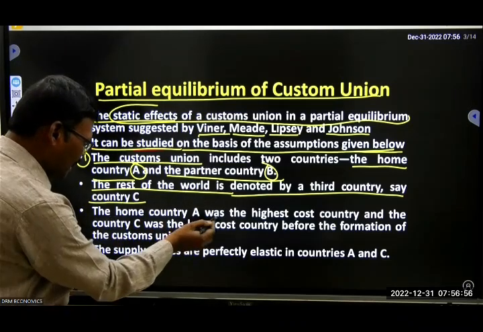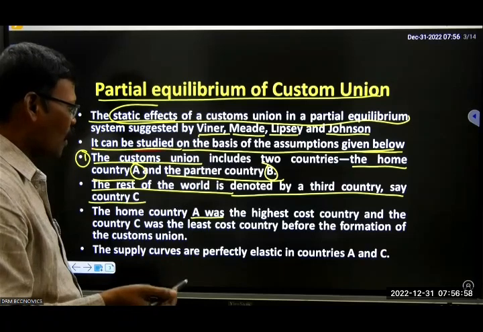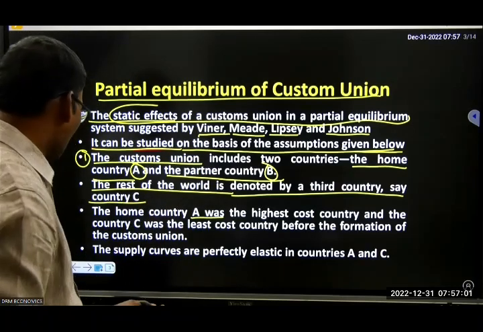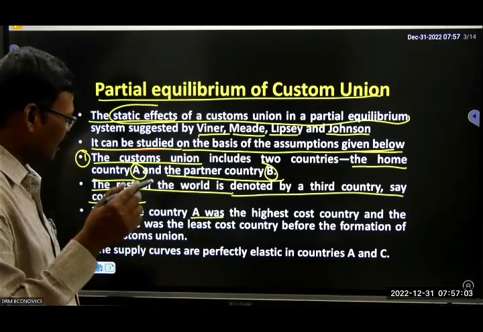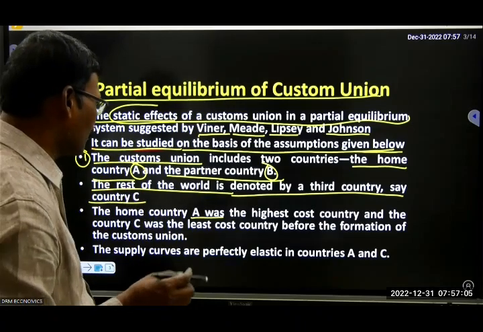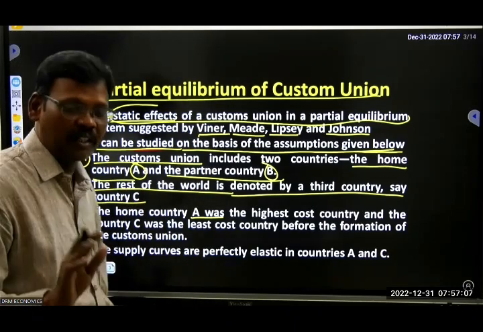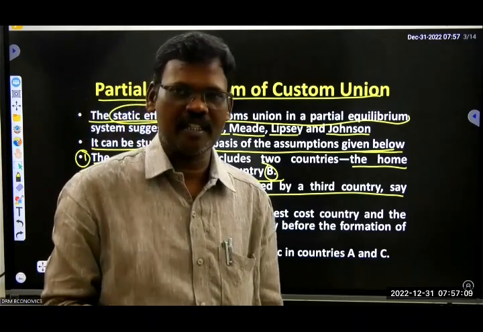The home country A, that is India, was the highest cost country, and country C was the least cost country before the formation of the customs union. Just take it as an example.